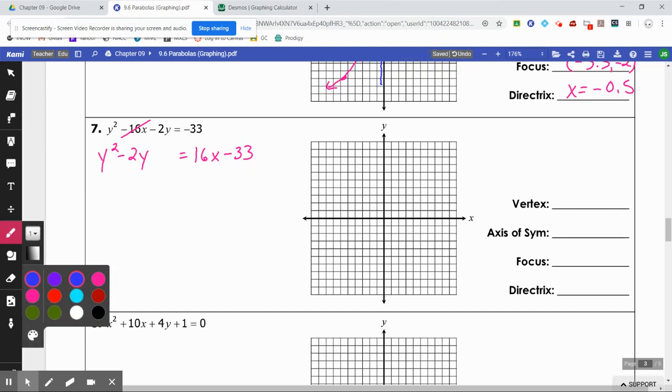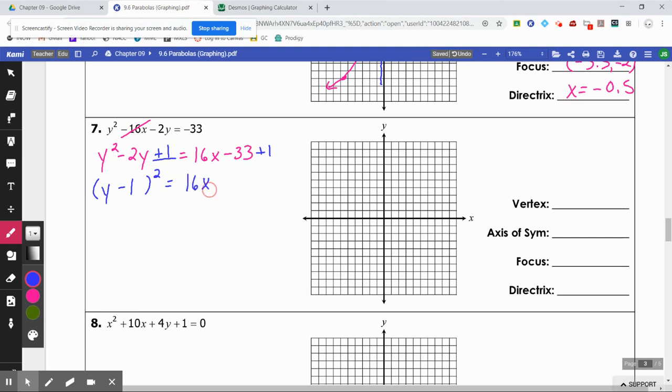We're going to complete the square here. That's the reason I left a space. Because y squared stuff mixed with y stuff, half of negative 2 squared gives me a plus 1. If I add 1 to that side, make sure you add it to both sides. Anytime you complete the square, your next step is to always try to factor. That's going to factor into y minus 1 times y minus 1. The other side turns into 16x minus 32.